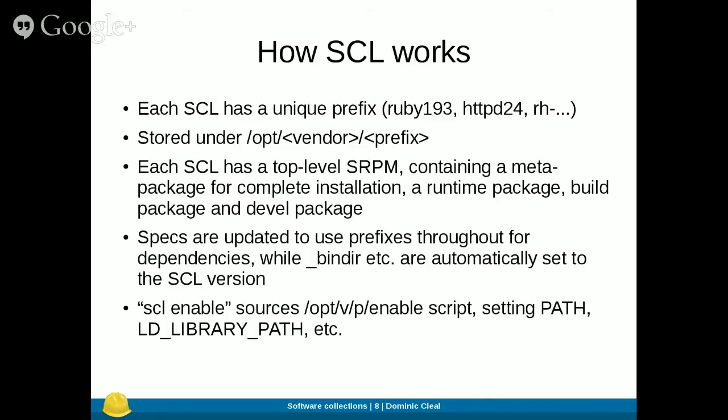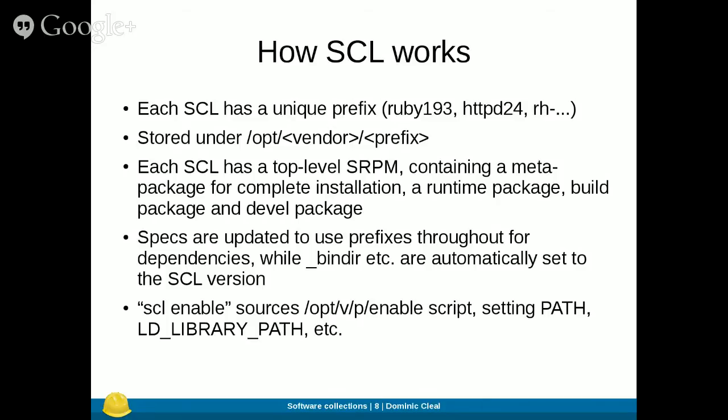The python33 RPM that I installed comes from a top-level source RPM, and this contains the meta package for python33 that installs everything inside the collection. It contains a runtime package that installs the directory structure and has metadata so the collection can be activated. And there are two build-related packages, one for building packages within the collection and one for building collections based on that collection. So those are development packages.